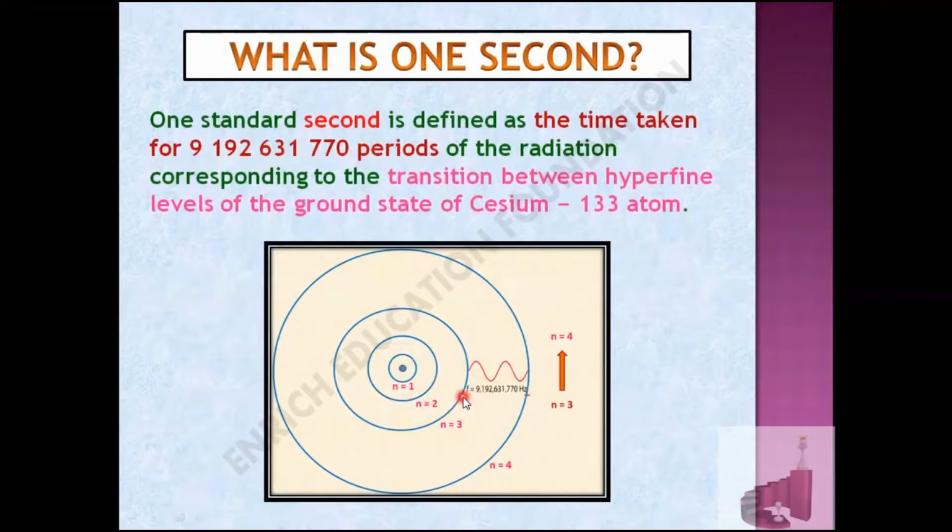So at the ground state, radiations are found to take place between the hyperfine levels, and the time taken for 9192631770 radiations is taken as 1 second. So 1 second is the time taken by 9192631770 radiations, and these radiations are found to occur between the hyperfine lines of cesium-133 atom in the ground state.